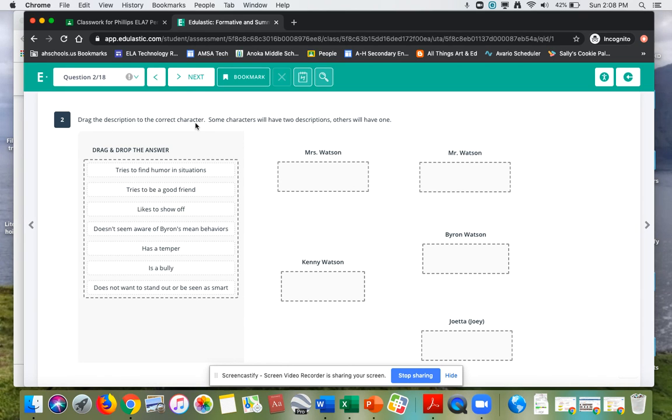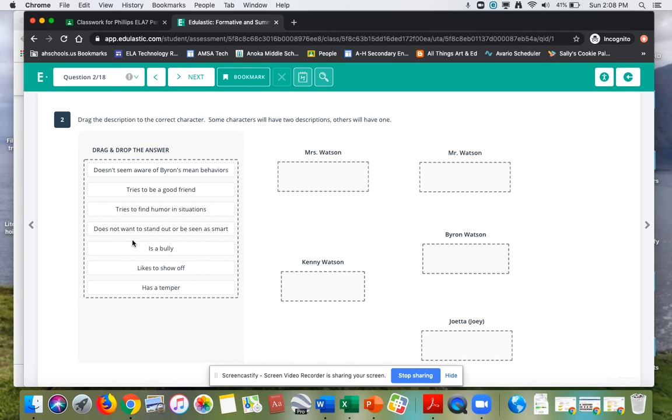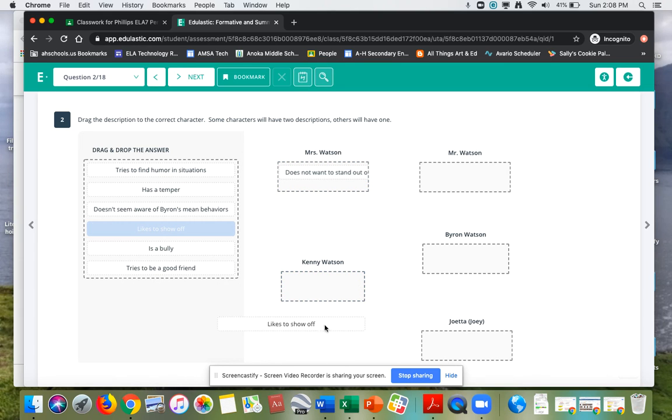Question number 2, drag the description of the correct character. Some characters will have 2 descriptions, others will have 1. So I need to drag an answer, click on it and drag it. Now notice when this dotted line becomes blue, that's when I can let it go. If I think, nope, that's not the right answer, I can just pull it back over there or put it in a different box. So this dotted line turns blue, and that's when you can let go, right? If you try to pull it and the box isn't blue, it doesn't let it stick, right?